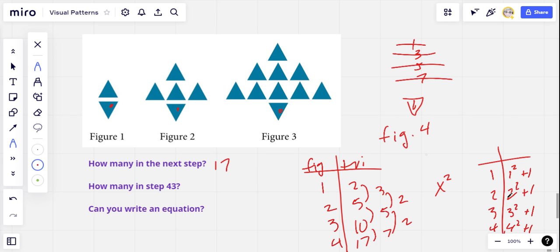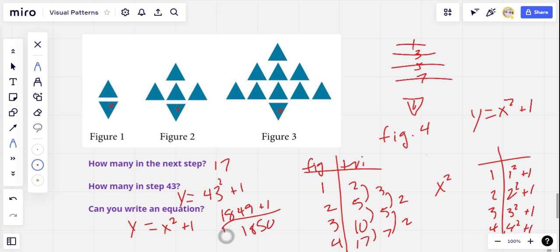That insight is going to lead us to an equation. So I'm going to say the equation is the step number squared plus 1, just what I did down here in this second chart. So equation y equals x squared plus 1. We could test that with all those steps, but we kind of did that right here in this chart, so you can see how that all works out. And the only thing that remains is to calculate figure 43. So we'll put in 43 for x. So y equals 43 squared plus 1. And 43 squared is 1,849 plus 1 is 1,850 triangles in figure 43.